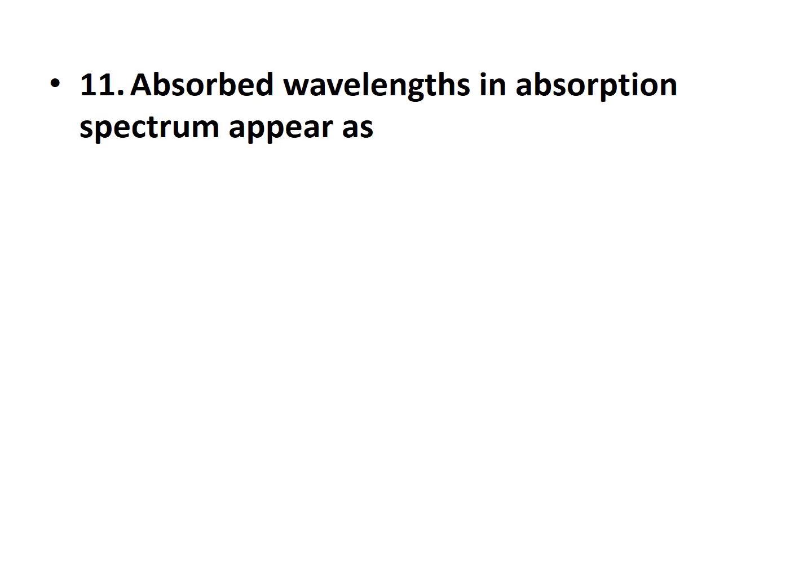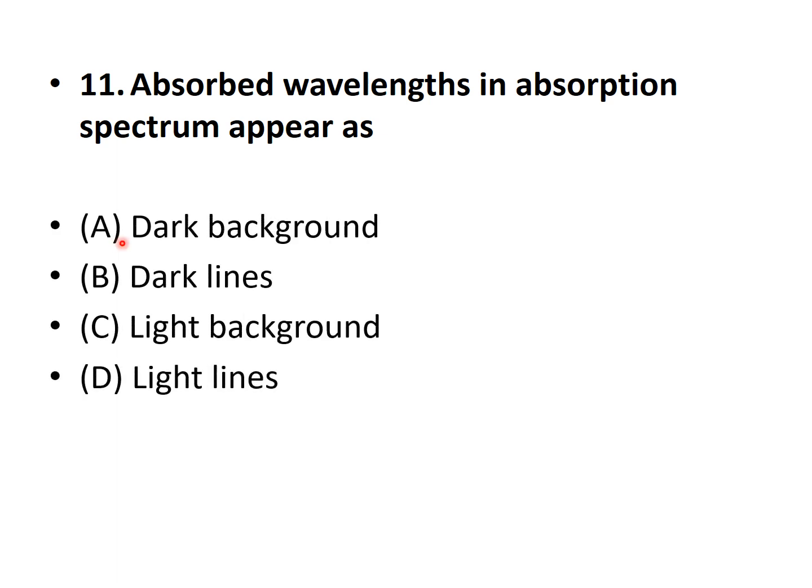Next question is, absorbed wavelengths in absorption spectrum appear as. So the wavelengths which are absorbed in the spectrum, how do they appear in the spectrum? Here are the options. A is the dark background, B is the dark lines, C is the light background, while D is the light lines. The wavelengths which are absorbed in the absorption spectrum appear as dark lines. So B, dark lines, is the right option.